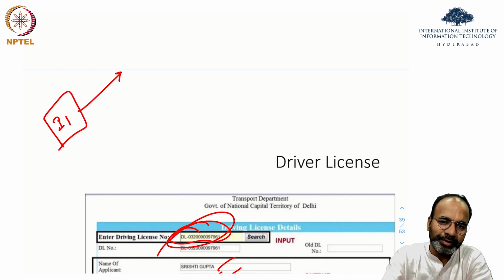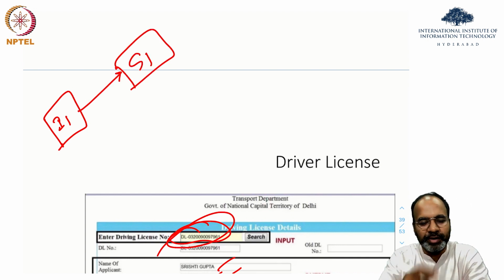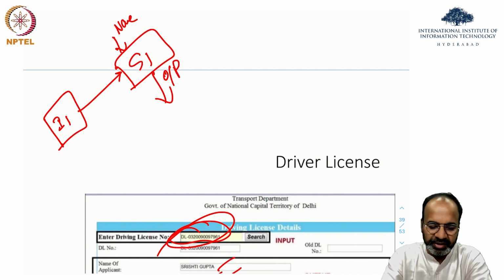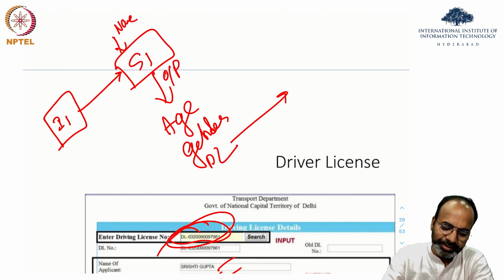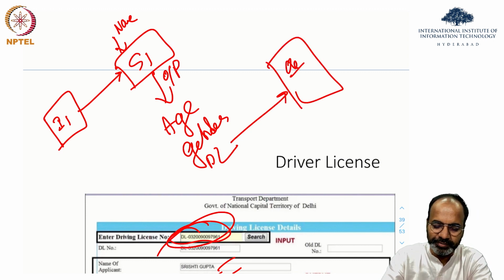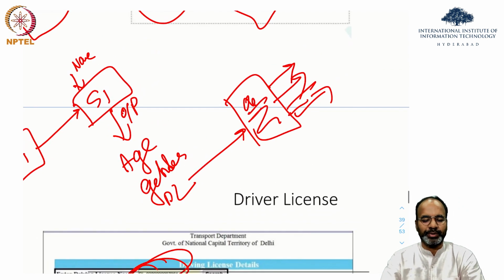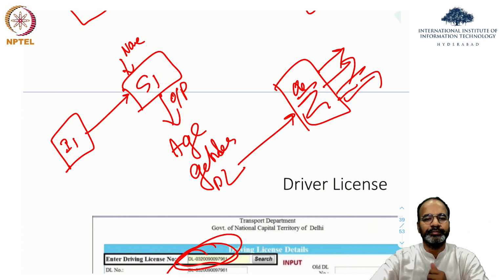I got Shrishti Gupta. I'll use a service one, which takes input as a name and output as something else. Let's take output as age, gender, and driver's license number. Now I'll use this driver's license number as an input to another service and then get something else. So this is how I will actually build a profile of Shrishti Gupta. All right.